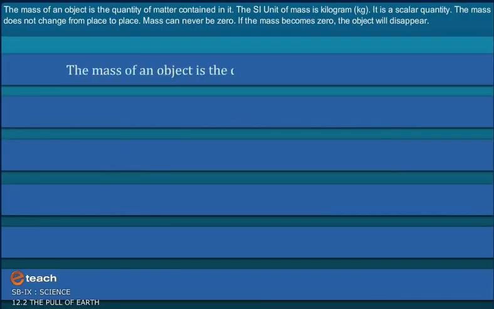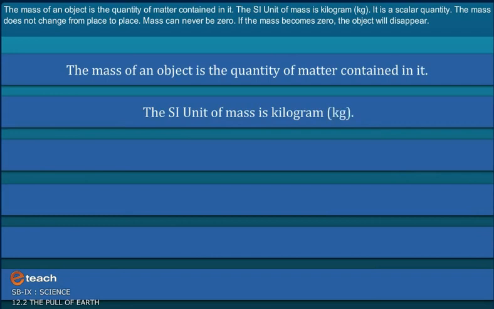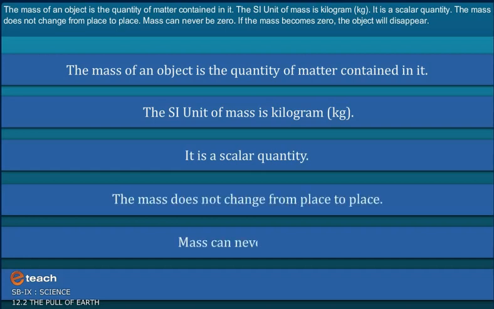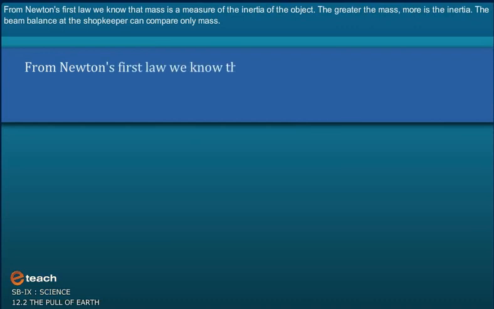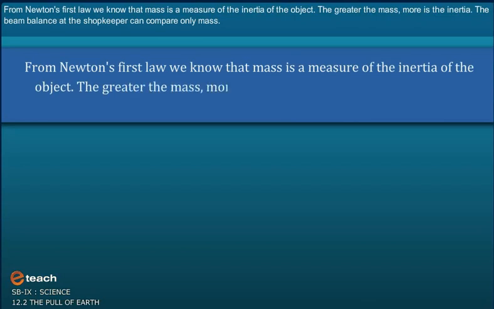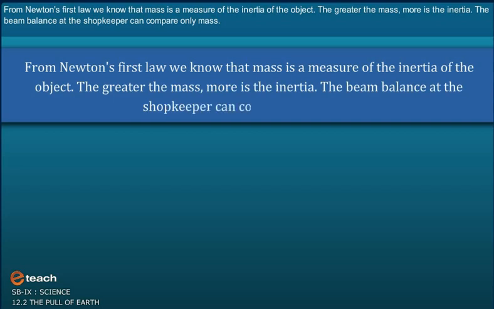The mass of an object is the quantity of matter contained in it. The SI unit of mass is kilogram, that is kg. It is a scalar quantity. The mass does not change from place to place. Mass can never be zero. If the mass becomes zero, the object will disappear. From Newton's first law, we know that the mass is a measure of the inertia of the object. The greater the mass, the more the inertia. The beam balance at the shopkeeper can compare only mass.